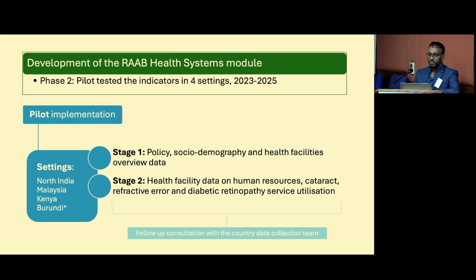And then at the end of the data collection, I had a joint meeting with all the country teams to talk about their lessons learned and reflections and what went well and what didn't work well.